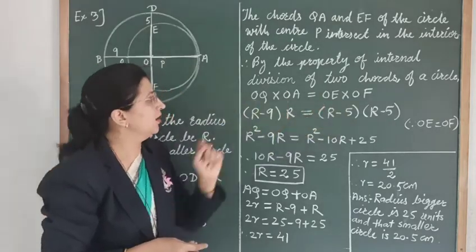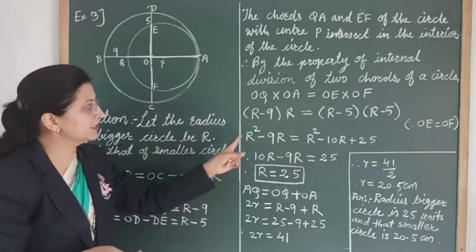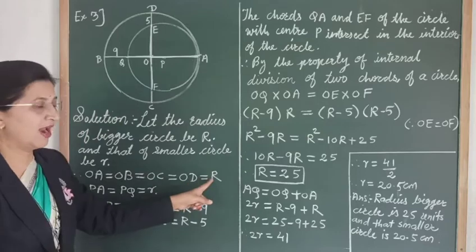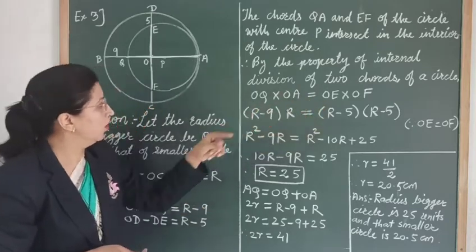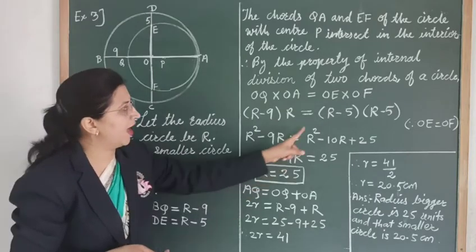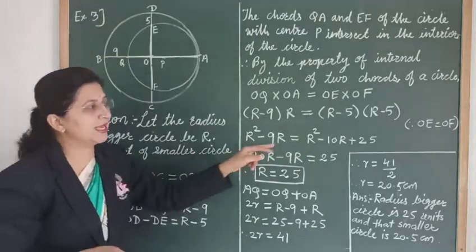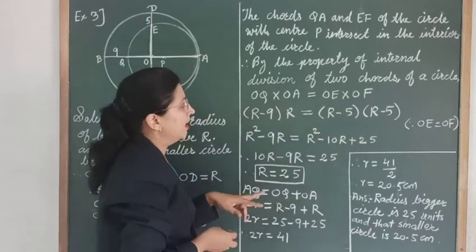So now let's put the values. What is OQ? OQ is R minus 9, and OA is the radius of the larger circle, that is capital R, is equal to OE, which we already found as R minus 5, and OF. Now here OE and OF both are equal, that's why OF is also R minus 5. Now let's solve this.